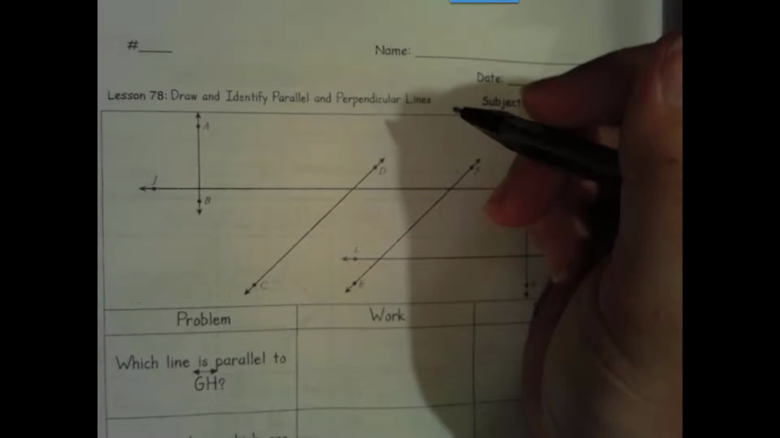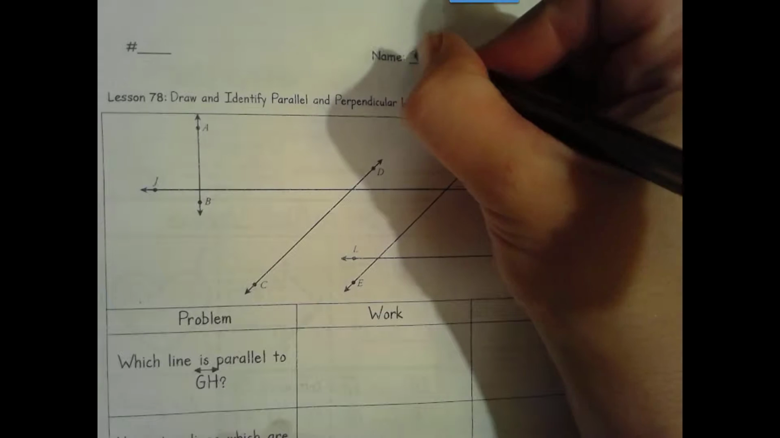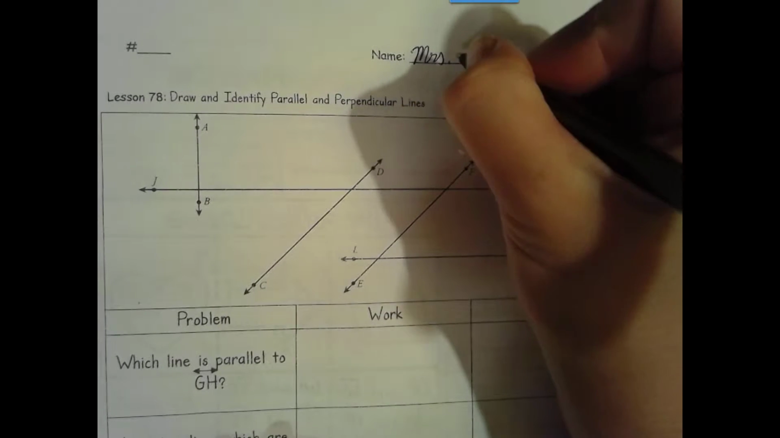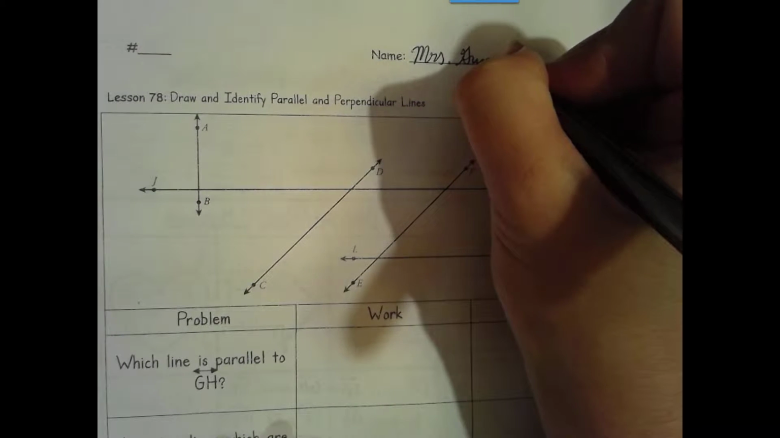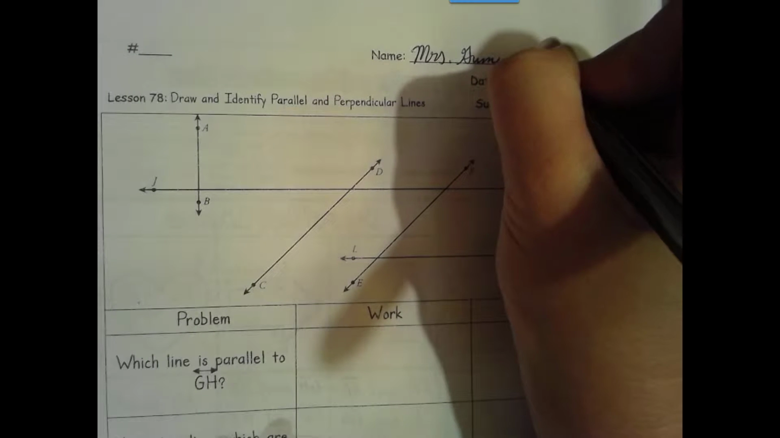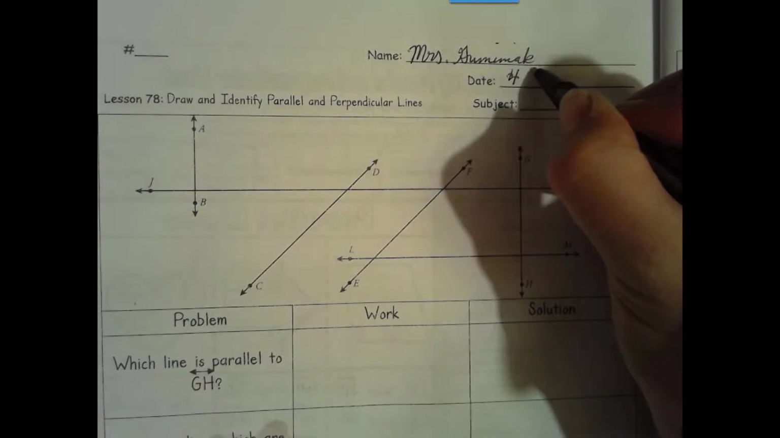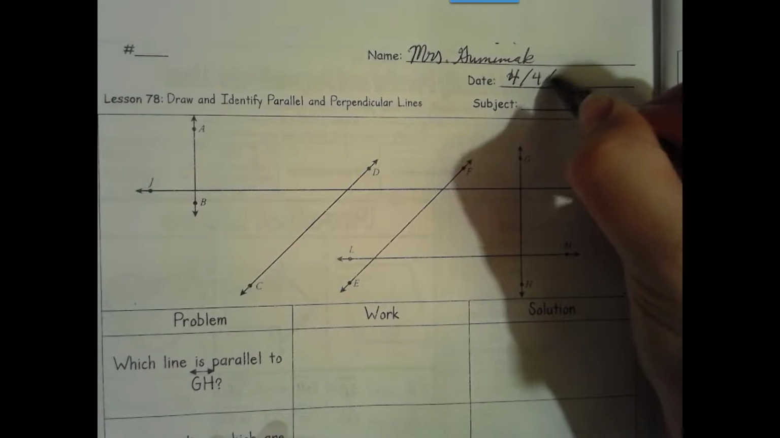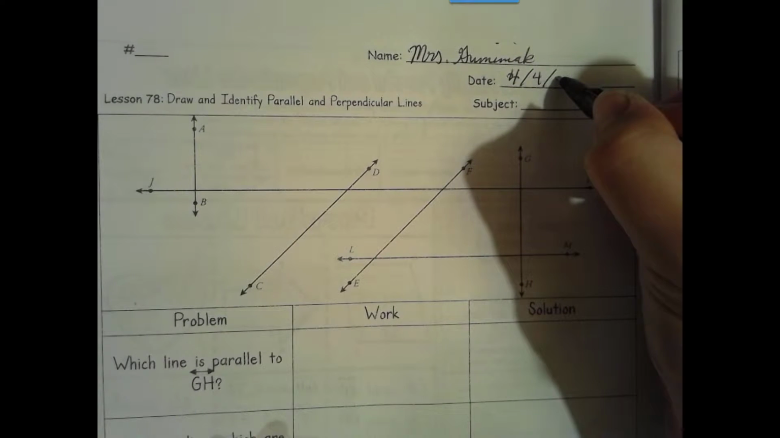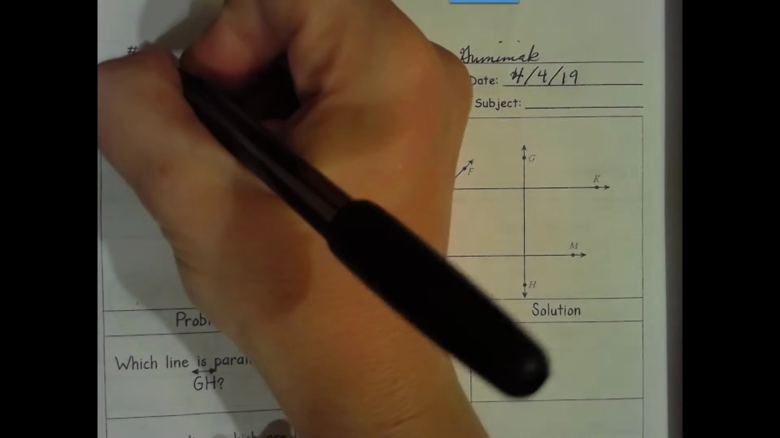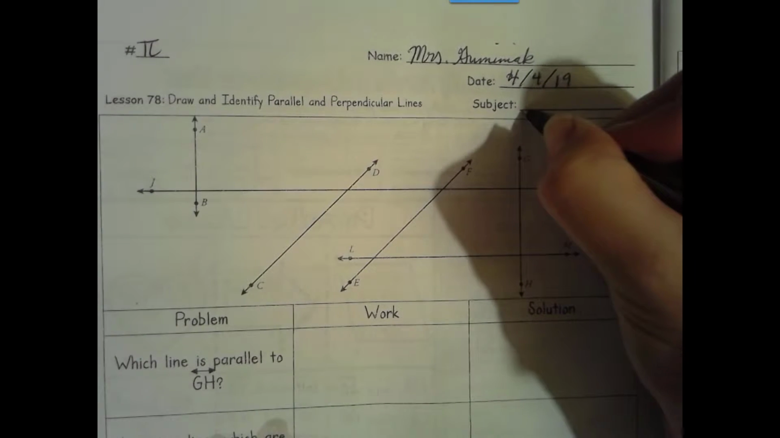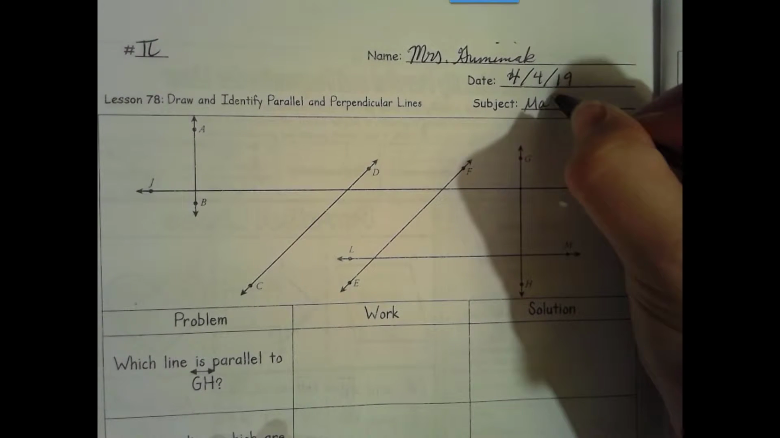First thing we need to do is put our heading: name, number, date, first and last in cursive. Remember to write the date you are working on these notes, not necessarily the date I am writing. Our subject is math.